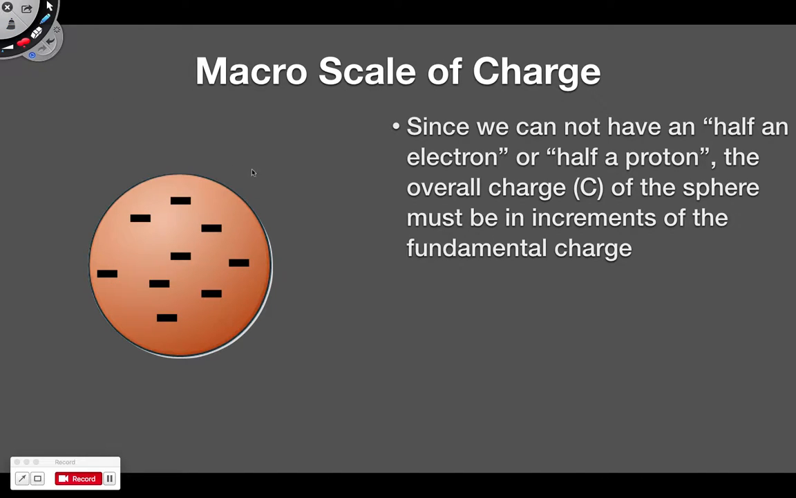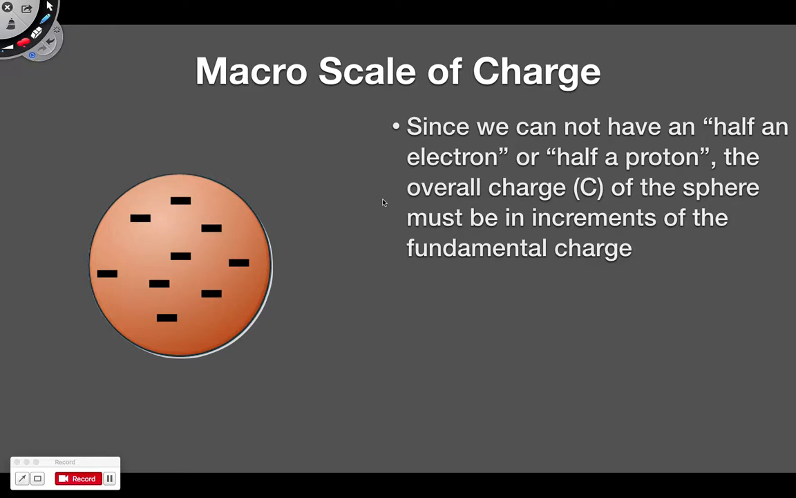We can do that because we know that you can't take away half an electron, or half a proton, or have an excess of 1.5 electrons, because electrons are so fundamental that you can't break them apart. Even protons, yes, you kind of can, technically with the quarks, but we can isolate them.